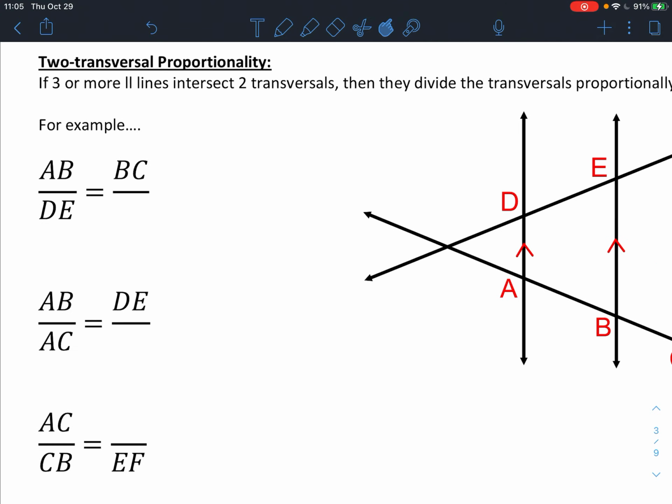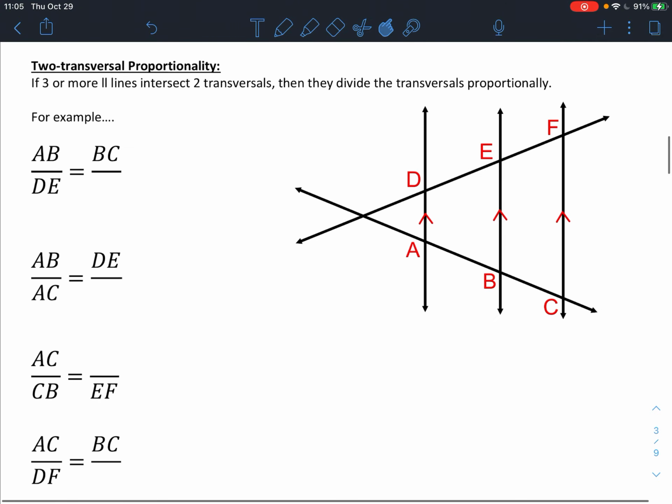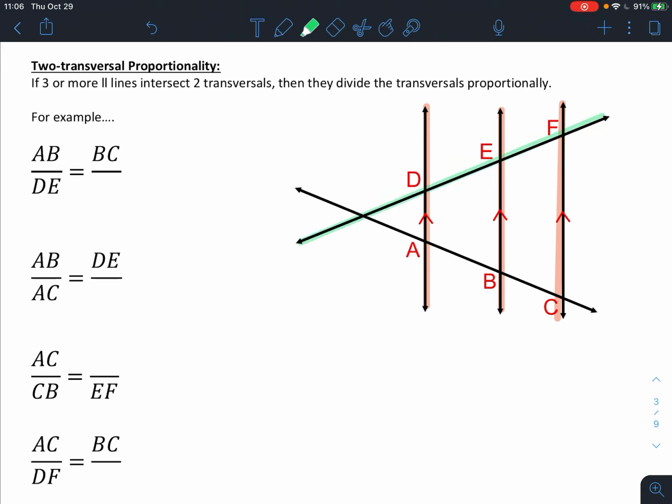The next theorem is called the two-transversal proportionality theorem. If three or more parallel lines intersect two transversals, they divide the transversals proportionally. So here are our parallel lines. You can see there are three or more of them, but there's three of them here. And here are our two transversals.